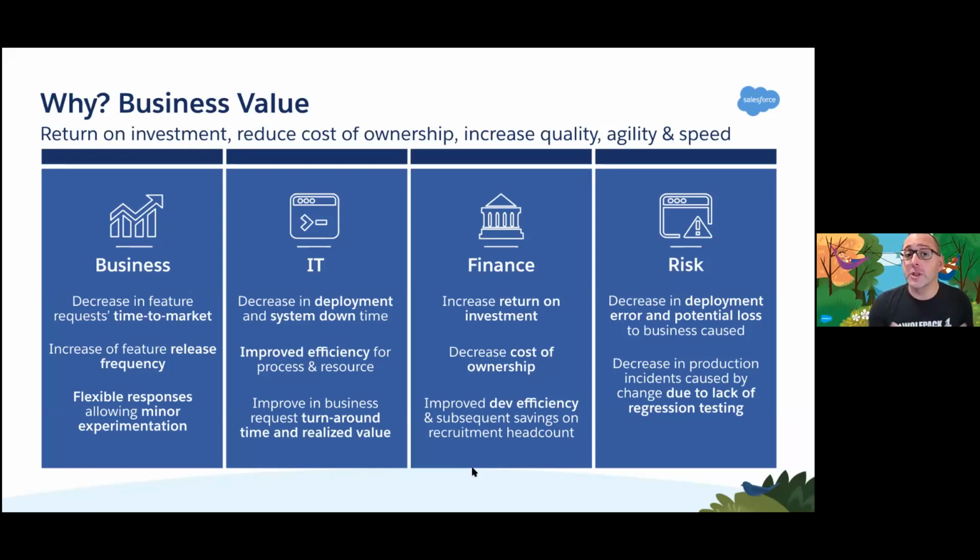Okay, so these are the things you're going to talk about when you go to your manager to say, you know what, I want to improve our deployments. Let's go get an AppExchange product, or let's go write a CICD pipeline so that we can start to get some efficiencies and make our lives a lot easier and increase code quality, get agility and speed. And of course, there's going to be return on investment on anything that you do.